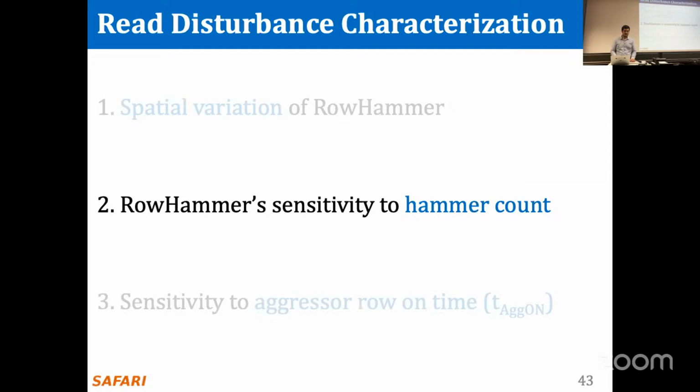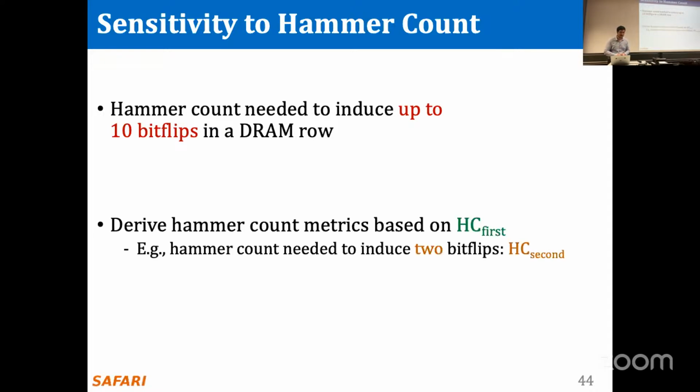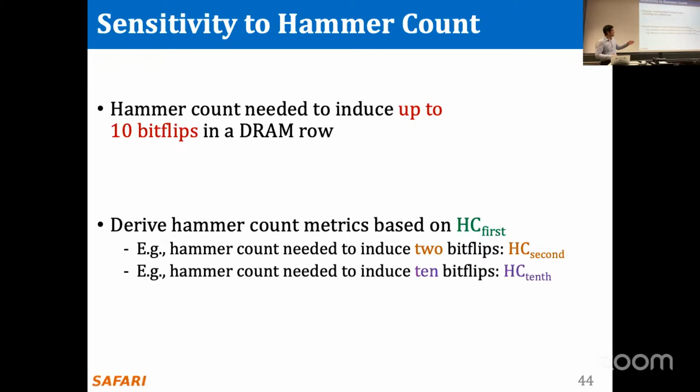This is sort of a new analysis we did in this paper. No prior work, as far as I know, did a similar analysis. It's a bit interesting what results we have. We look at the hammer count needed to induce up to 10 bit flips. You remember HC first, this is like HC10, HC 10th. Basically, we derive 9 other metrics based on the hammer count needed to induce the first bit flip: HC second, HC third, and so on.